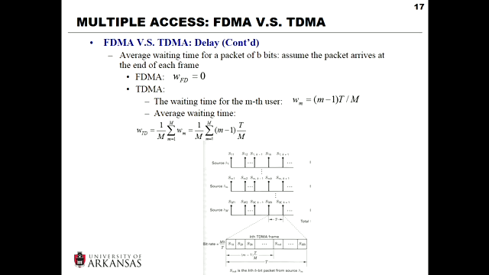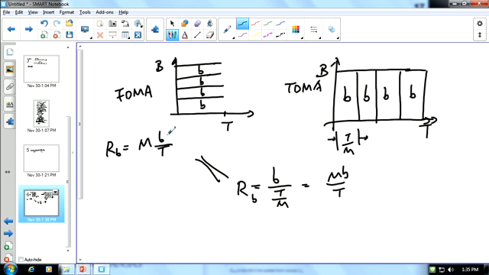And for TDMA, there is actually a waiting time. So for different users, your waiting time will be different. For FDMA, we have a new packet coming in for each user, right? And none of these packets needs to wait at any time. They will be delivered immediately.